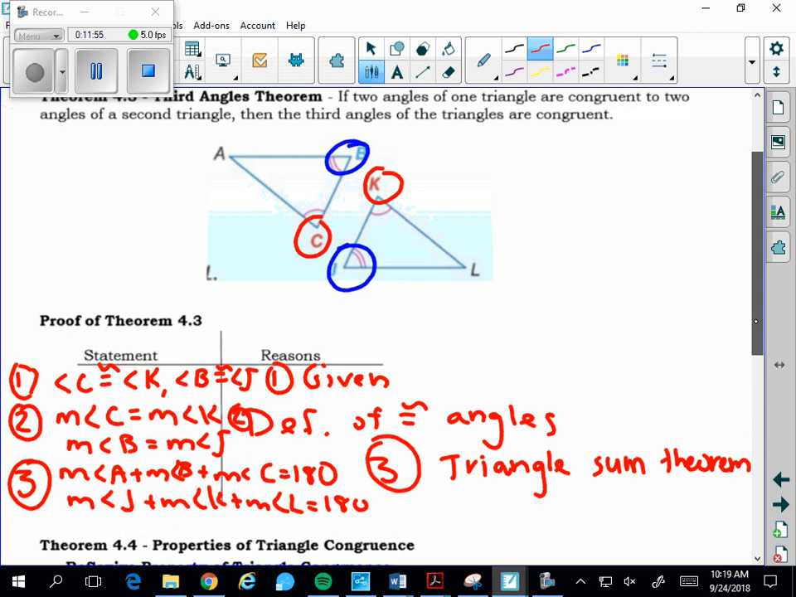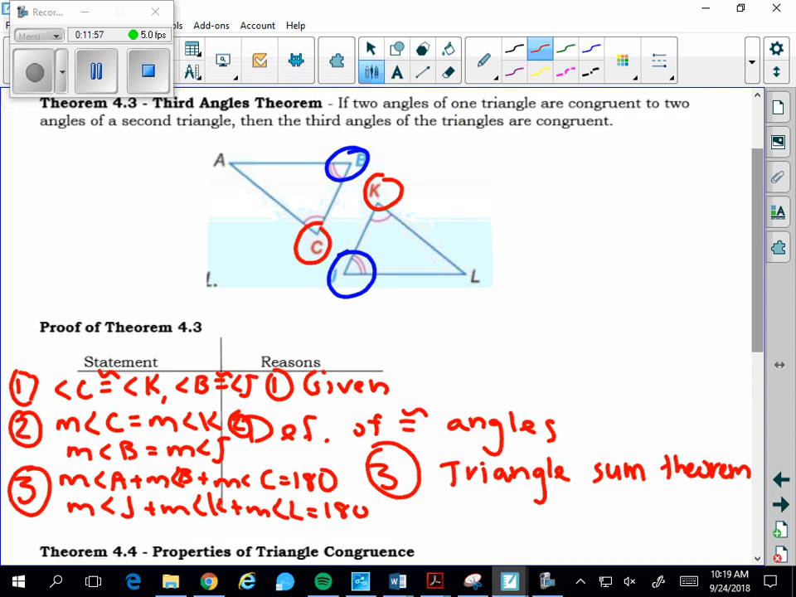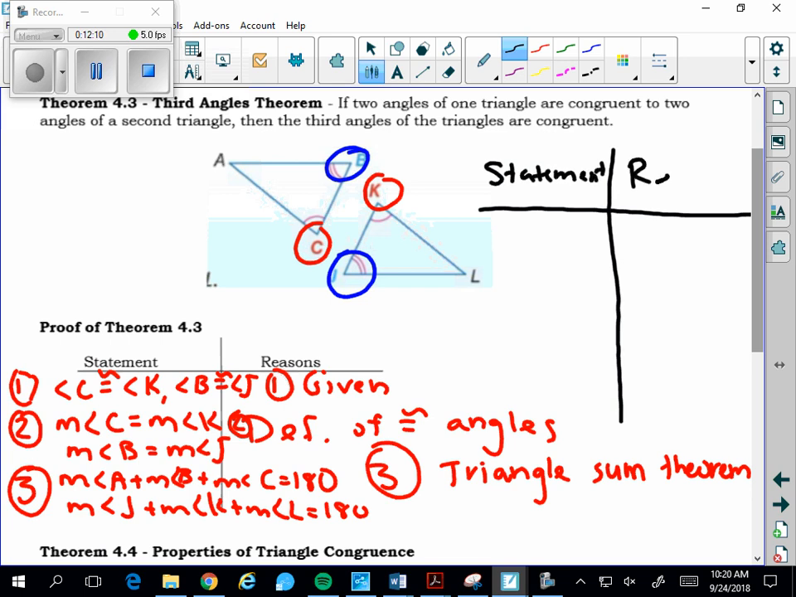Okay, let's see, where do I want to go now? I'm going to move up here. I didn't give us enough room, so I'm going to finish the proof over here. Sorry if this drives you crazy. So this is a statement, and these are my reasons. So let's see, statement number 4.